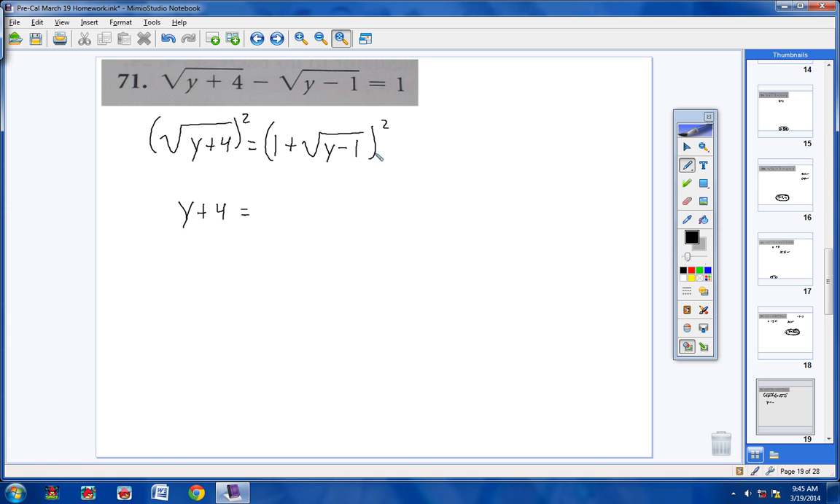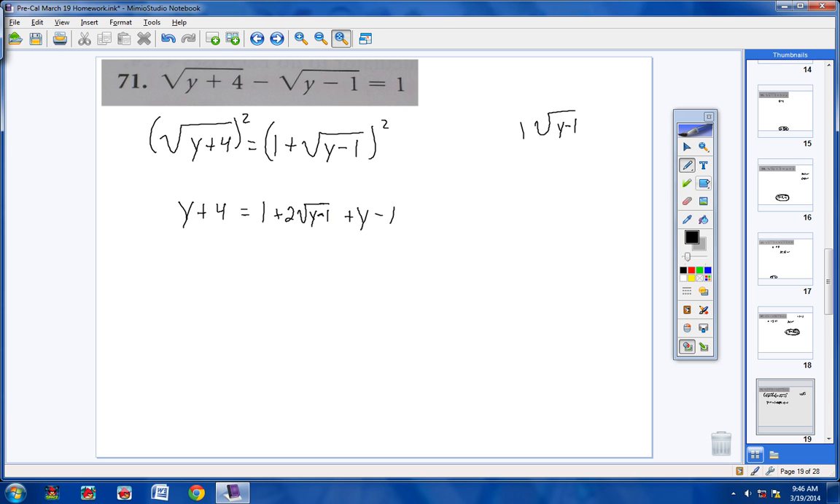Over here on the left side, I'm going to use my shortcut. When you square 1, you get 1. When you square the radical here, you get what's on the inside, y minus 1, a positive. And then, when you multiply these two together, you get 1 times the square root of y minus 1. And when you double that, you will get 2 square root of y minus 1. So there, we're doing pretty well.